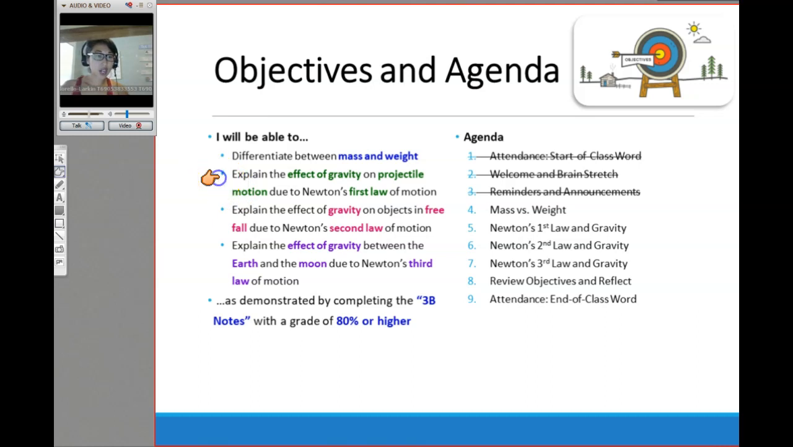All right, so we are going to review today how to differentiate between mass and weight, and we're going to talk about Newton's 3 laws of motion again, which you've already learned. We had an entire unit on it, but this time we're going to apply them to gravity. So we're going to take a look at projectile motion and gravity. We're going to take a look at free fall and gravity, and we're also going to look at the gravity between the Earth and the Moon, all based on Newton's 3 laws. So that's where we're going today.